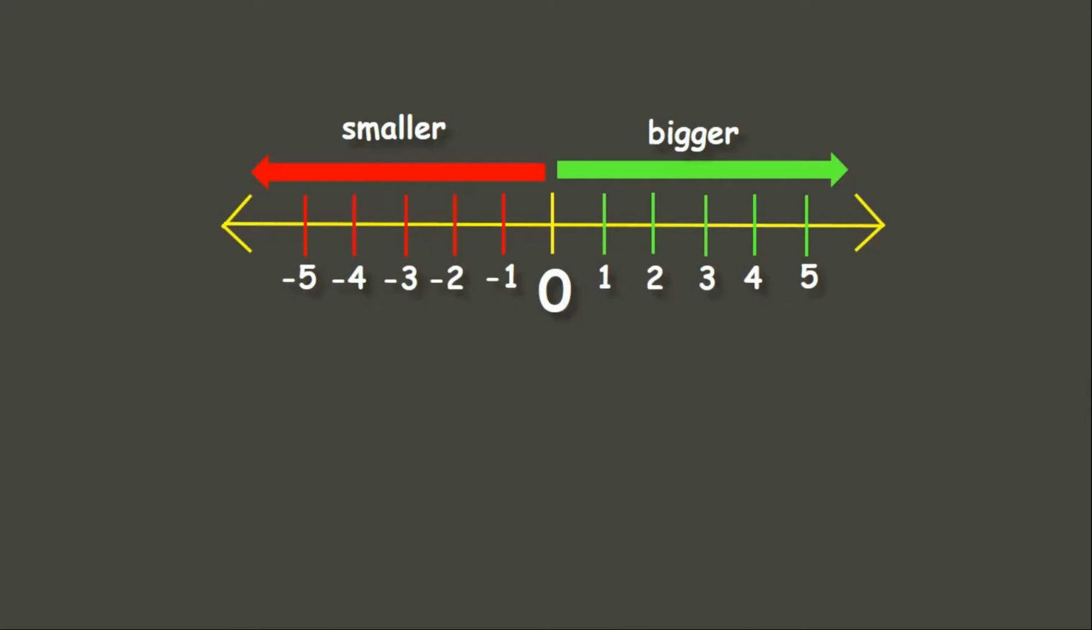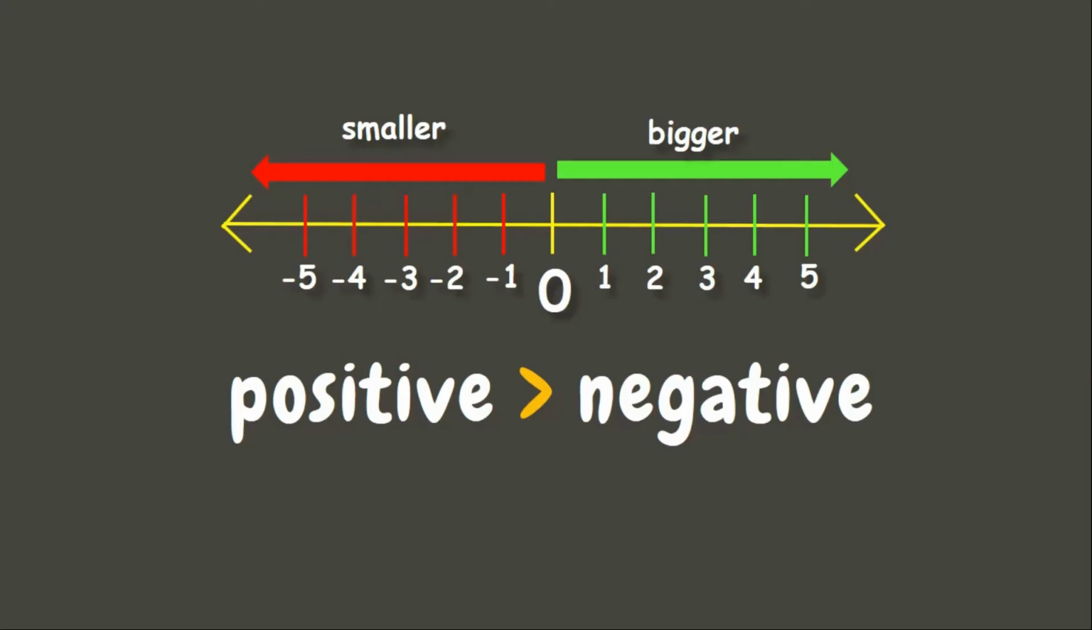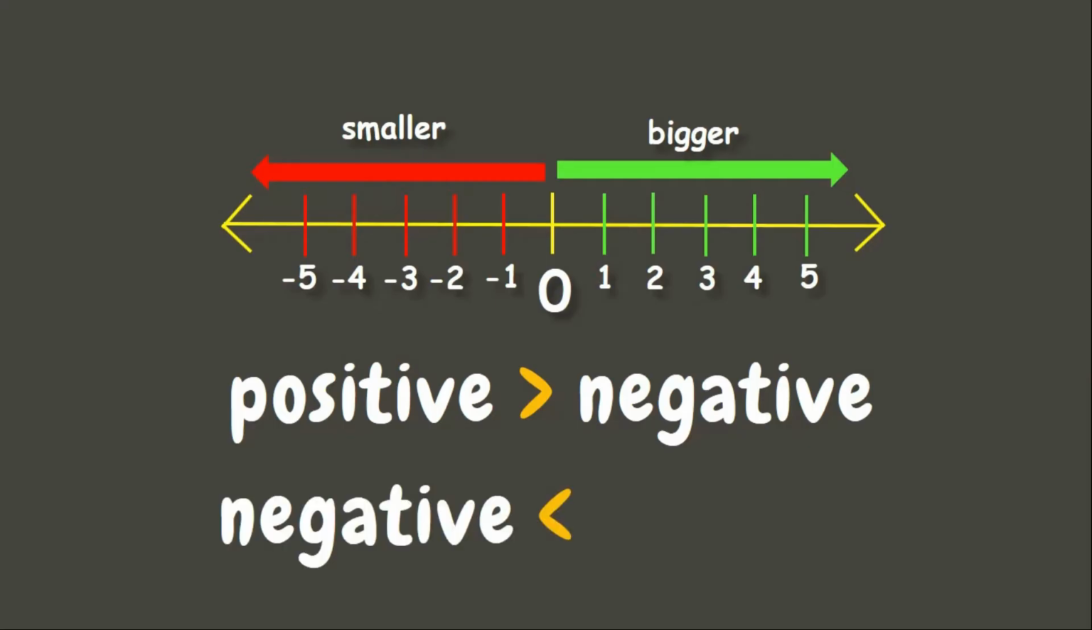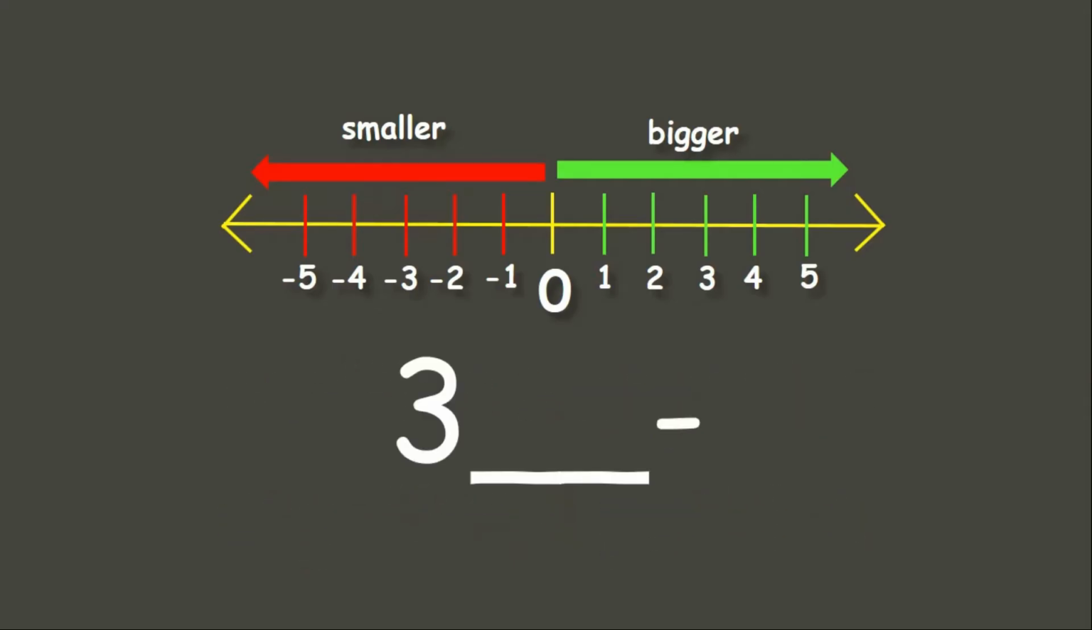We also need to understand that all positive numbers are greater than negative numbers. It means that negative numbers are less than positive numbers. Let's have an example. Let us compare positive 3 and negative 5. When we take a look at here, it seems that negative 5 is greater than positive 3. But since all positive numbers are greater than negative numbers, it means that positive 3 is greater than negative 5.